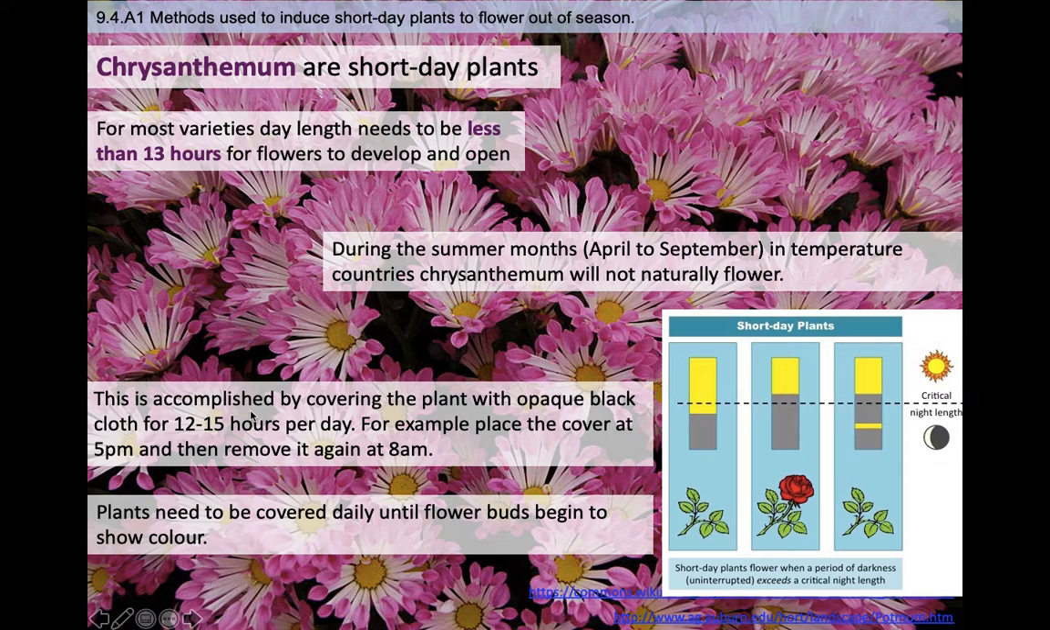This is accomplished by covering the plants with opaque black cloth for 12 to 15 hours. For example, place the cover at 5 p.m. So if we do want them to flower during the summer, we have to increase the amount of darkness that they experience. You would have to put them in an environment where you can shut off the light early so that their night period eventually exceeds that critical length. Plants need to be covered daily until flower buds begin to show color.